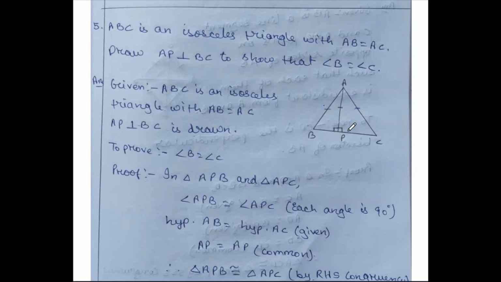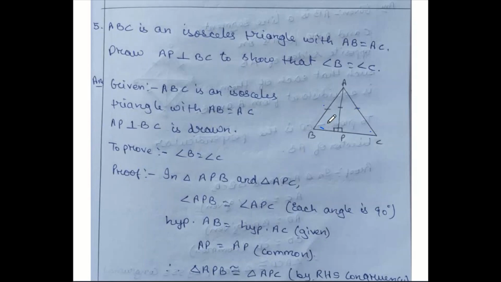AP is perpendicular to BC. Then prove that angle B and angle C both are equal. Given material, ABC is an isosceles triangle with AB equals to AC, and here you write AP perpendicular BC is drawn. To prove angle B equals to angle C.